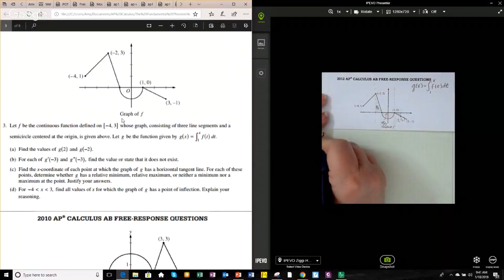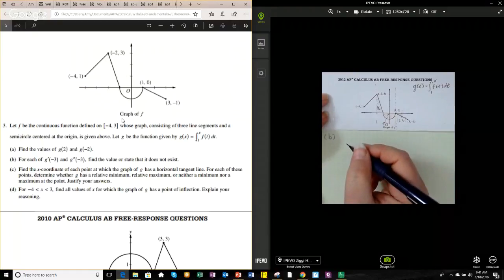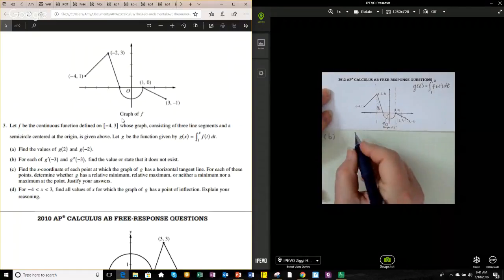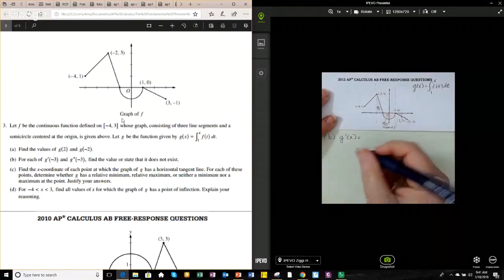Part B. Part B states, for each of g prime of negative 3 and g double prime of negative 3, find the value or state it does not exist. All right, well, so we need g prime of x. So what does g prime of x equal?